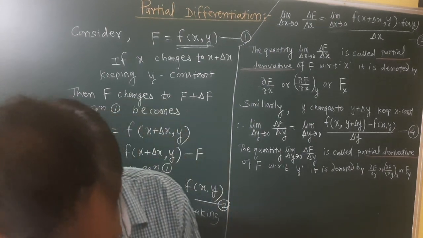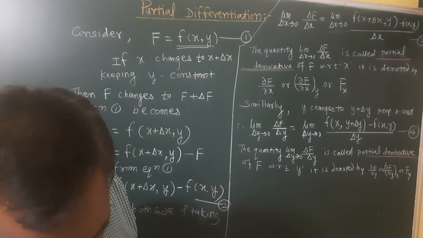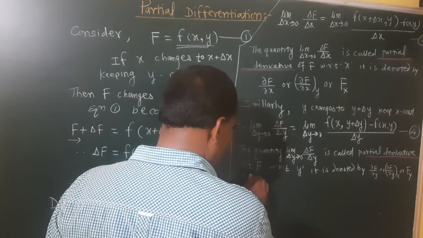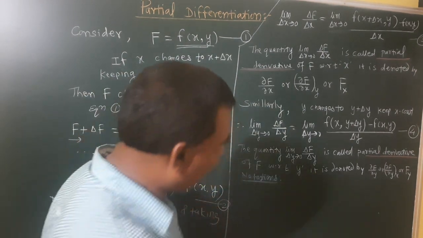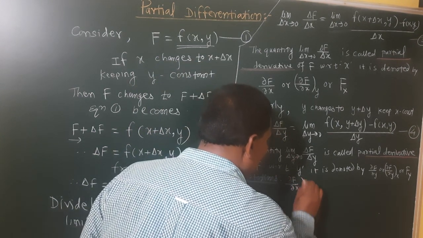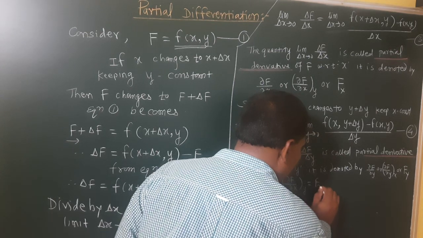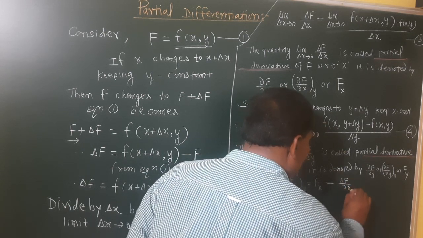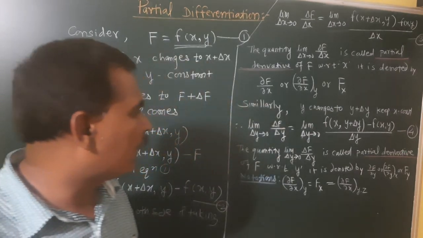Now, the derivative of a function with respect to a variable keeping other variables constant is called a partial derivative. And what are the notations here? The first notation is dou f by dou x keeping y constant, that is also equals to F of x, or that is also equals to dou f by dou x keeping y and z constant, since instead of one variable, two variables can also be kept constant. This is the notation for a partial derivative.